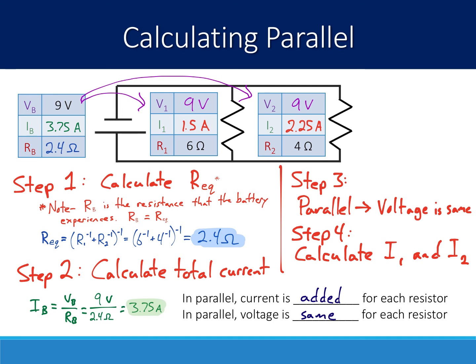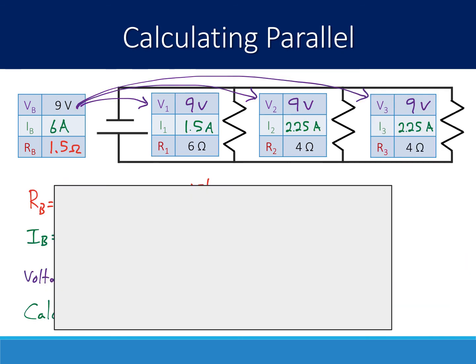All right, so I can easily find the current: the voltage, which is 9 volts, divided by my resistance of 6. So I'm going to get 1.5 amps for the first one. Same thing, 9 volts divided by 4 gives me 2.25 for the second. Those added together, 2.25 plus 1.5, should equal the 3.75 amps that's coming from the battery. Those checks are always useful when you're working with these circuits.